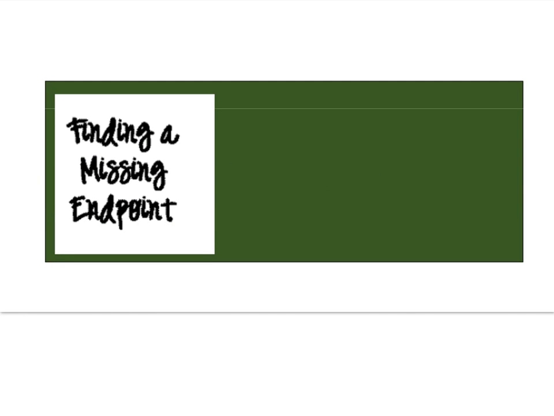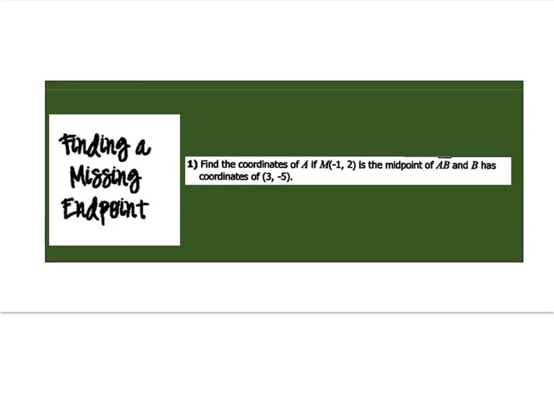Next, we're going to talk about finding a missing endpoint. Not a new formula. We're going to use the same formula we had, which is the midpoint formula. We're just going to solve to find the missing endpoint. So here we go. We are going to find the coordinates of A if M is at negative 1, 2, and it is the midpoint of AB, and B has coordinates of 3, comma, negative 5.